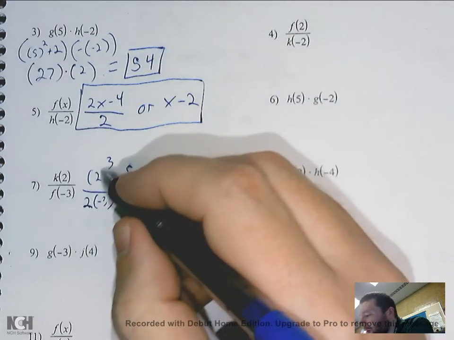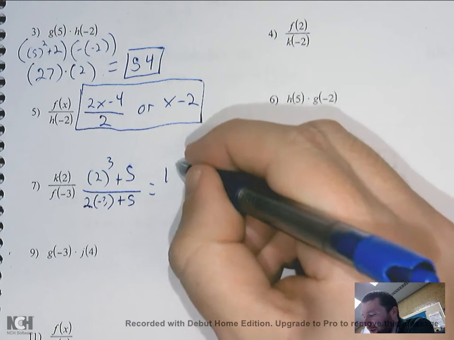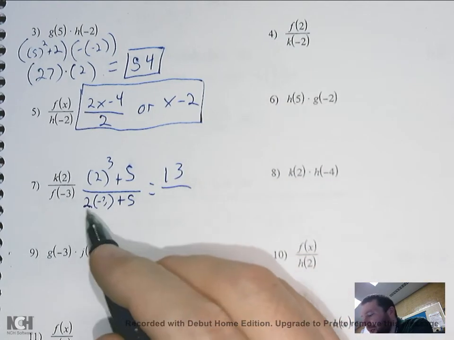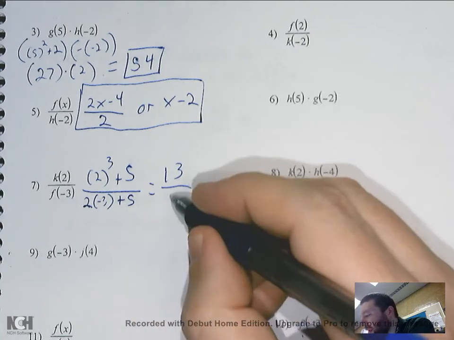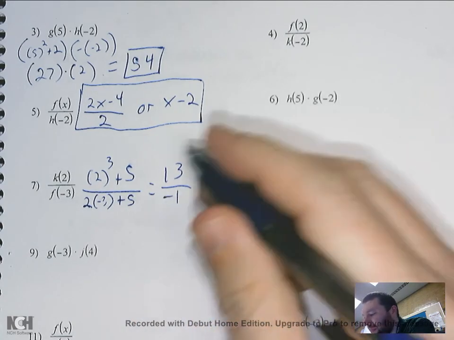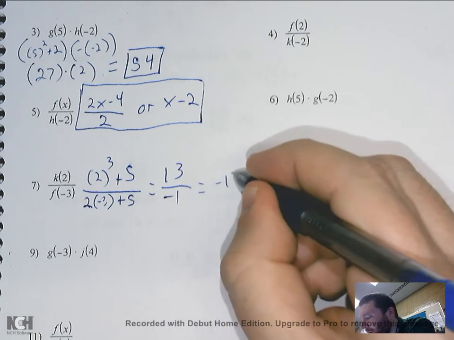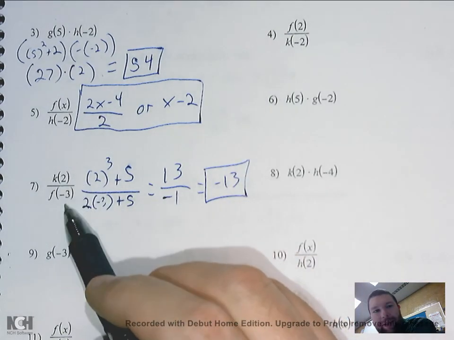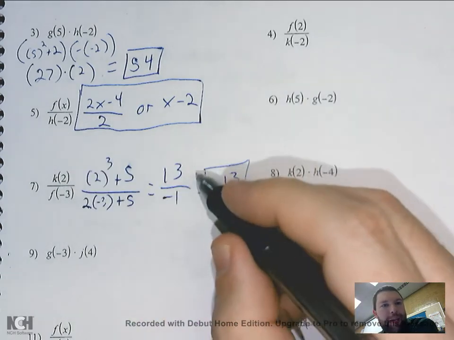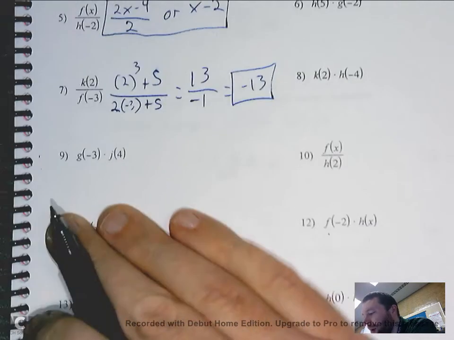Okay, let's simplify those. So 2 to the third is 8. 8 plus 5 is 13. And then 2 times negative 3 is negative 6. And plus 5 would be negative 1. Okay, so 13 divided by negative 1 would just be negative 13. And that'd be your answer. Okay, so again, you just plug the number in for x into the equations, simplify it, and then do the operation, divide or multiply.